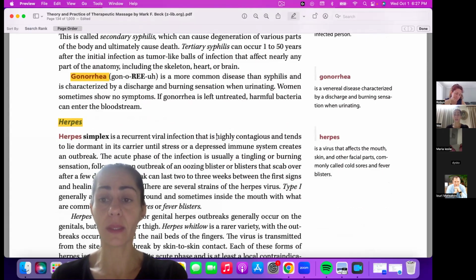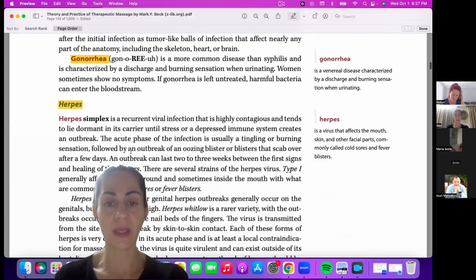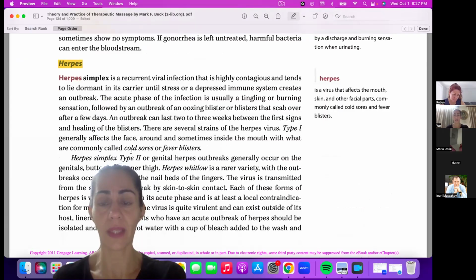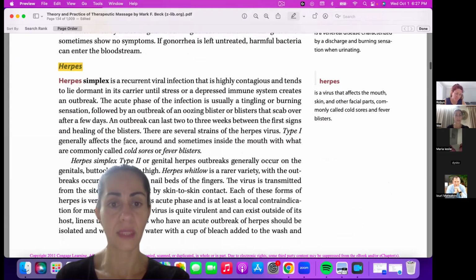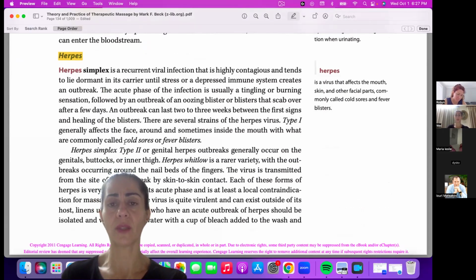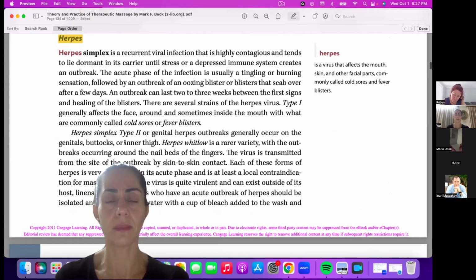A common disease is herpes, super common, and there are two types. One affects the mouth, and one affects the genitals. Herpes simplex 1 and simplex 2 live in your nervous system. It also has phases of acute and remission, just like a lot of diseases.